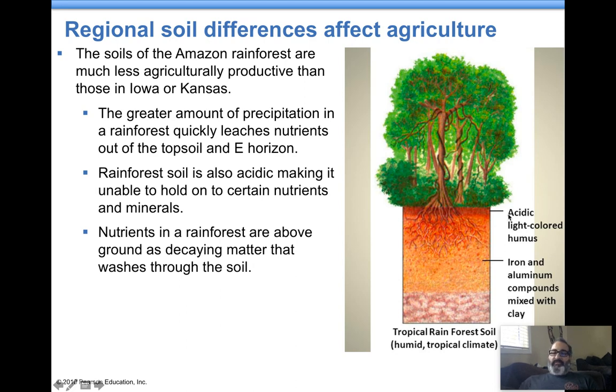It's not the ideal situation. It's better if it's in the soil, but it's not available to them in their soil because of how their soil is made up, basically. Most of the nutrients in rainforest are above ground. They're the decaying matter. They're not below ground. There's way too much leaching because of how much rain is taking place. And it's acidic, so it can't hold on to a lot of those nutrients.